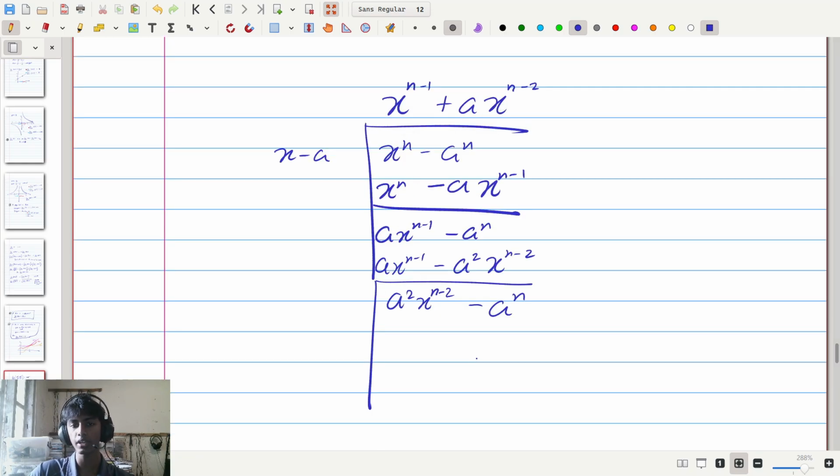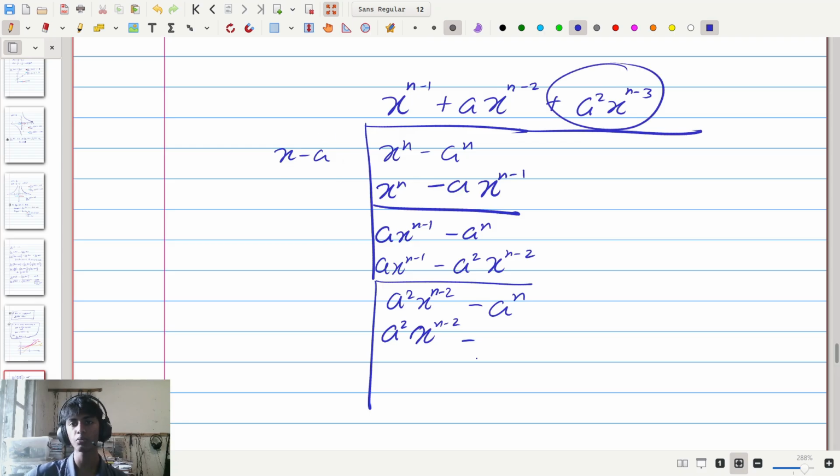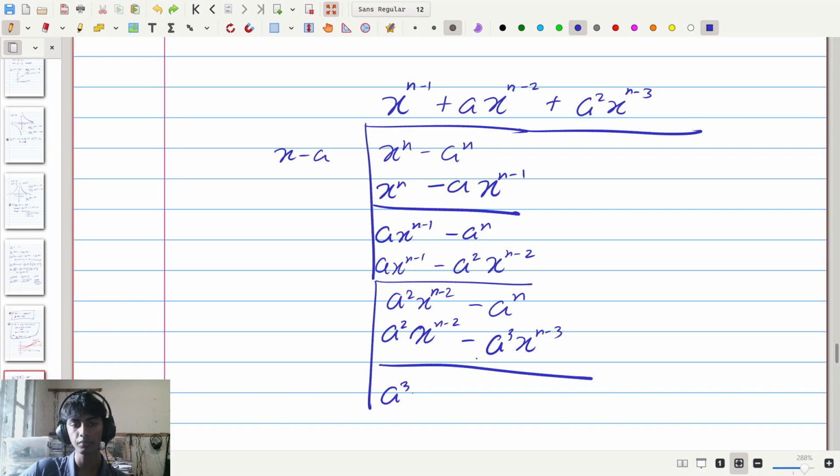So the next thing we have to take out here is going to be an a squared x to the n minus 2. To get rid of that, what we need here at the top is an a squared x to the n minus 3. Multiplying that by x minus a will get us 1 a squared x to the n minus 2, but it will also get us a minus a times a squared x to the n minus 3, which is minus a cubed x to the n minus 3. Cutting that out, what we have next is an a cubed x to the n minus 3 minus an a to the power of n.